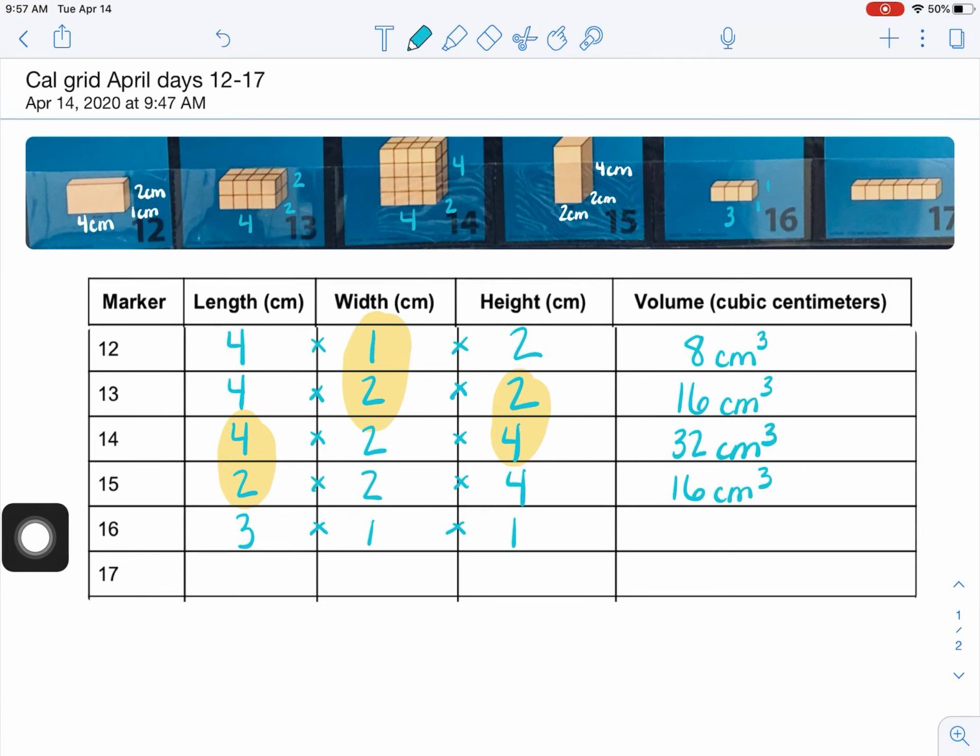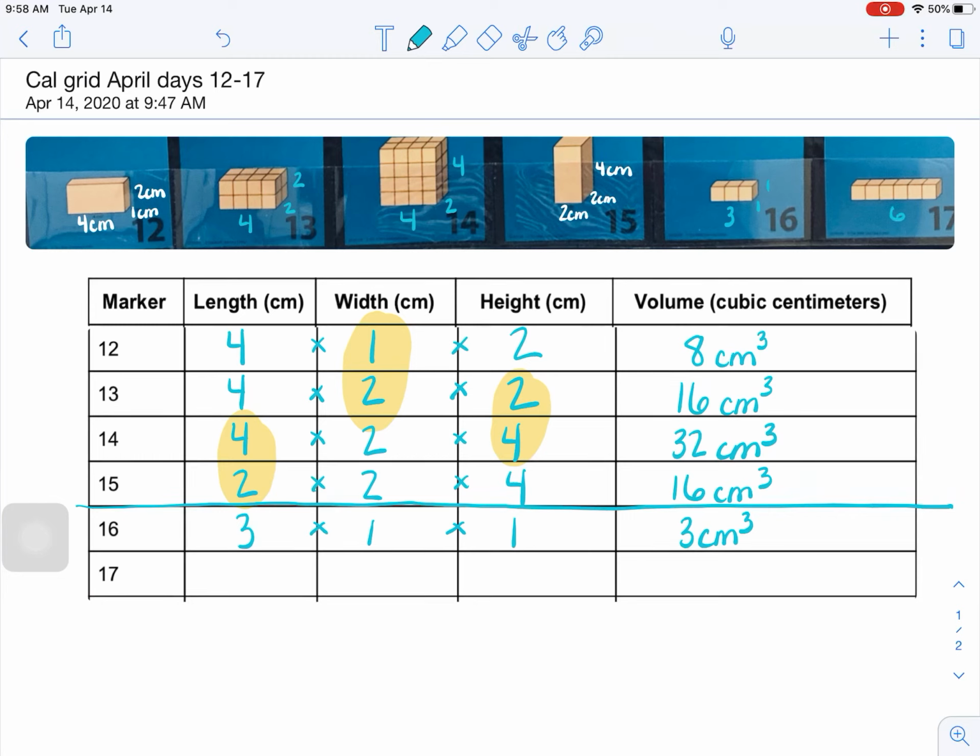I know in Calendar Grid, we kind of have our days grouped differently than we would in class, where I'll do ones where it's every group of 5 or 4 cards that have a relationship going on. This is kind of starting a new one. So I'm going to draw a little line there to show this is kind of starting a new set of cards that are going to be sharing relationships. So 3 by 1 by 1, so 3 times 1 is 3, times another 1 is 3 cubic centimeters.